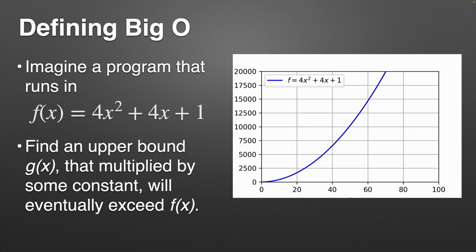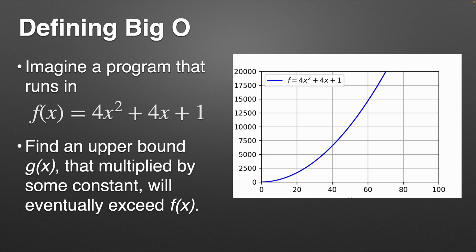Okay, so I'd like to define big O a little more formally than we did last class. I think we can work through it with an example here. Let's pretend we have a piece of code that we've analyzed, and we find that this is the function that represents it: 4x squared plus 4x plus 1. That represents how our code runs.